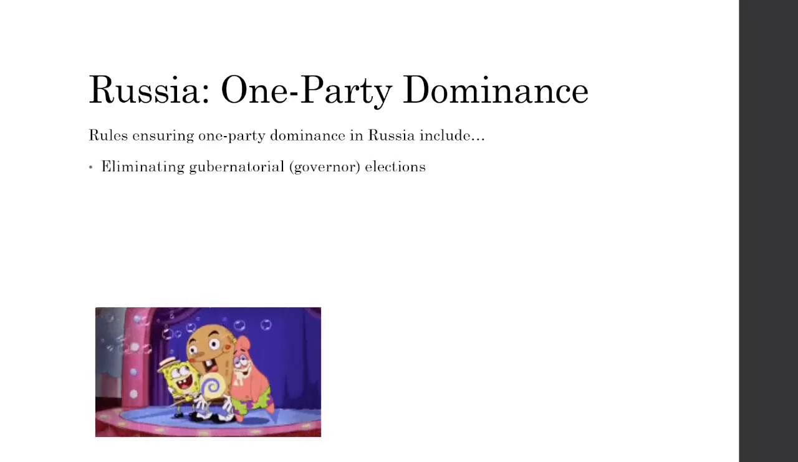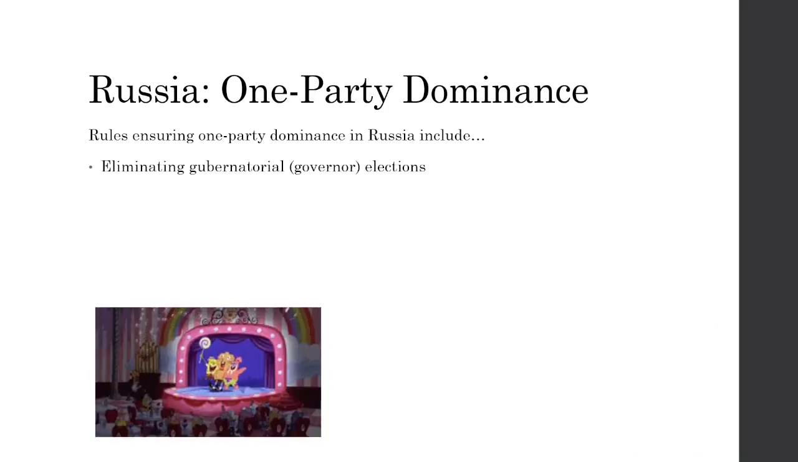There's other rules like eliminating gubernatorial elections. And I'm not talking about giant peanuts from the SpongeBob movie. I'm talking about governor elections.